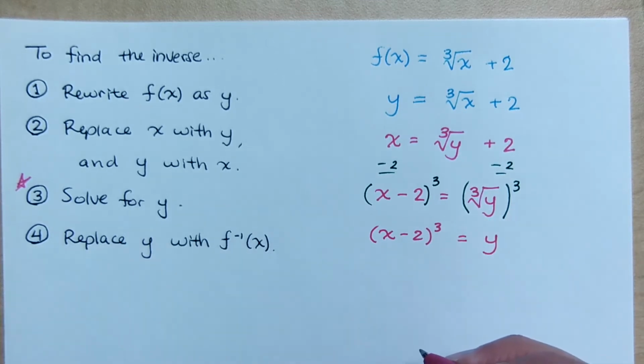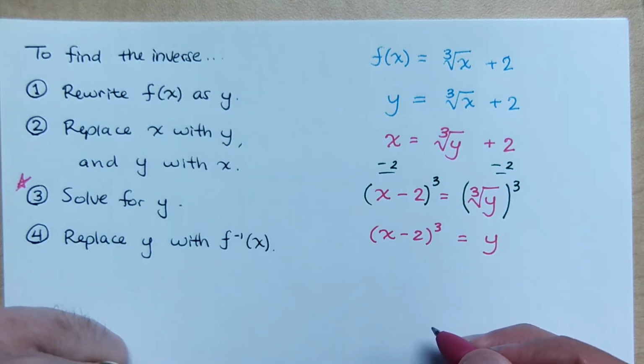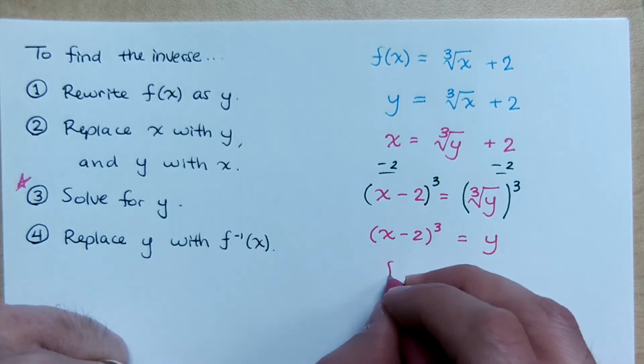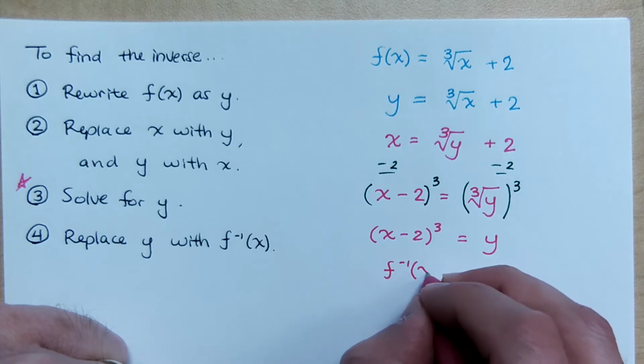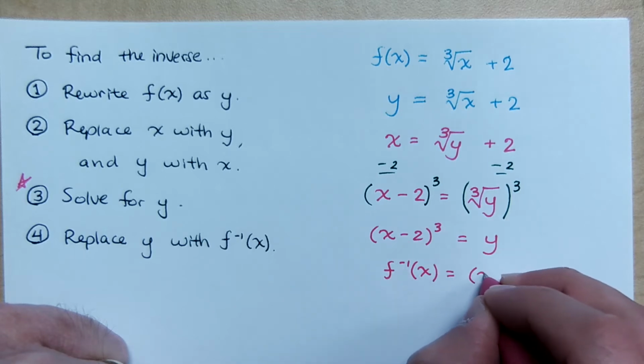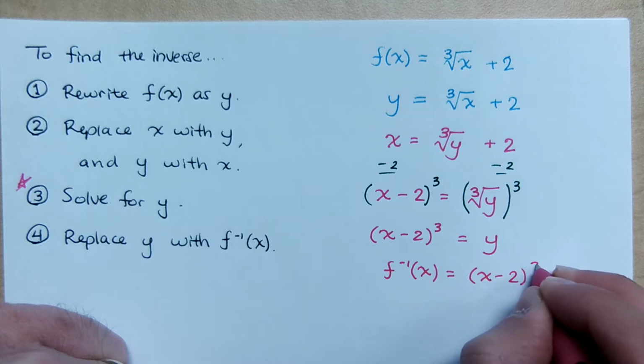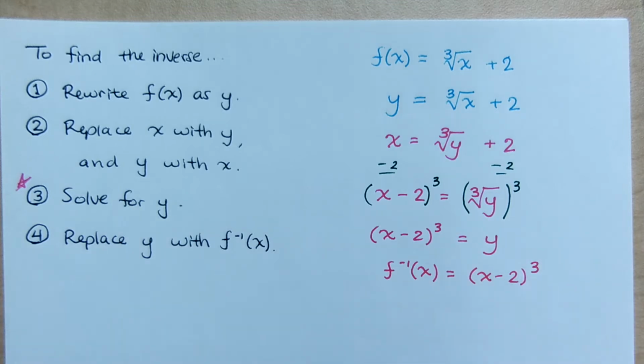Am I done? No. I do have y by itself, though, right? So instead of writing y, we're supposed to write what? Not f of x, but f inverse of x. So my inverse function is x minus 2 to the third. And what did we say it was on the picture? Didn't we say it was this?